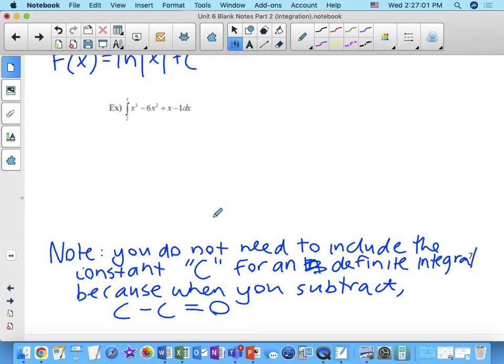Integral from 2 to 4 of x cubed minus 6x squared plus x minus 1. So here our f of x is going to be 1 over 4 x to the 4 minus 6x cubed, well, times a third, over 3, plus 1/2 x squared minus x. And this, I suppose, we could turn into 2x cubed. 6 over 3 is 2.